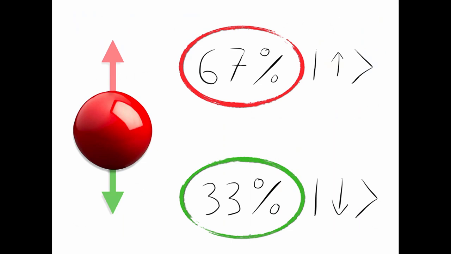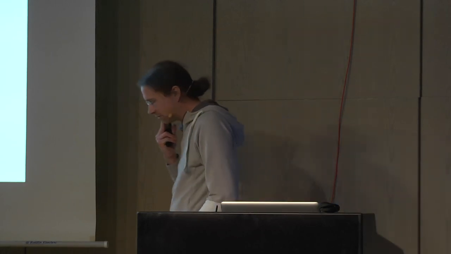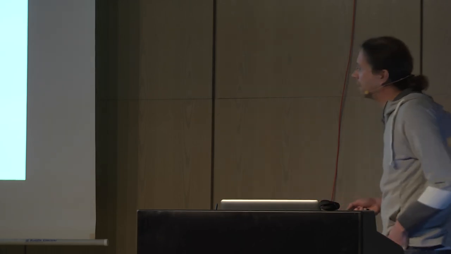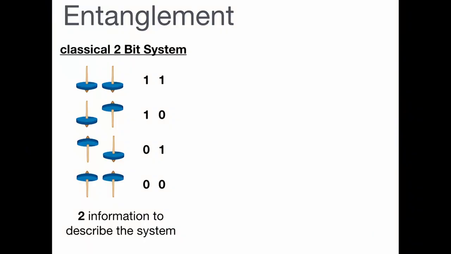So then we are at a point where we need two pieces of information. How probable is it that we find our qubit in an up-facing position, and how probable is it that it will face down? So two numbers, and we can describe our qubit. That's not very exciting, I would say. But it gets exciting when we start looking at more than one qubit, because then something very interesting happens.